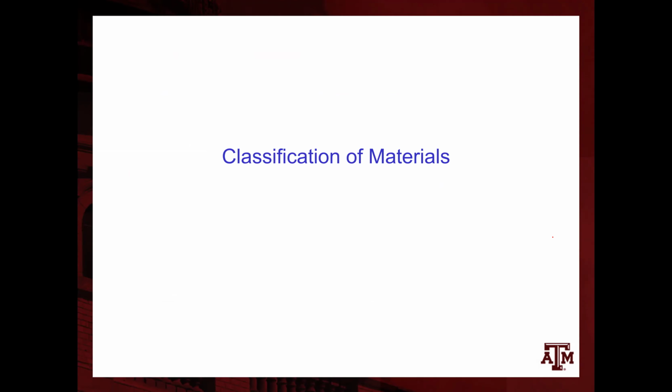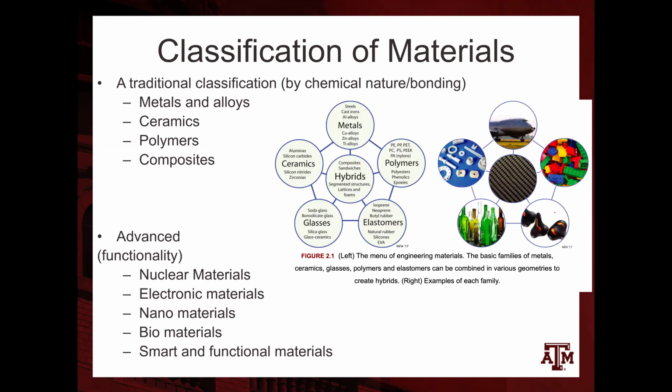So, of course, there are different ways to classify materials. The traditional and most popular approach is based on the type of bonding. That's something that we are familiar with, which is that we can classify or categorize materials into metals and their alloys, ceramics, polymers, and hybrids or composites. Composites or hybrids are when we combine two or more of those families of materials, and that's usually to try to get the best of both worlds.